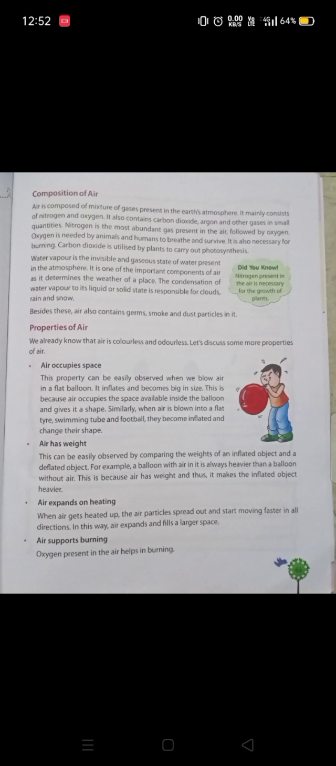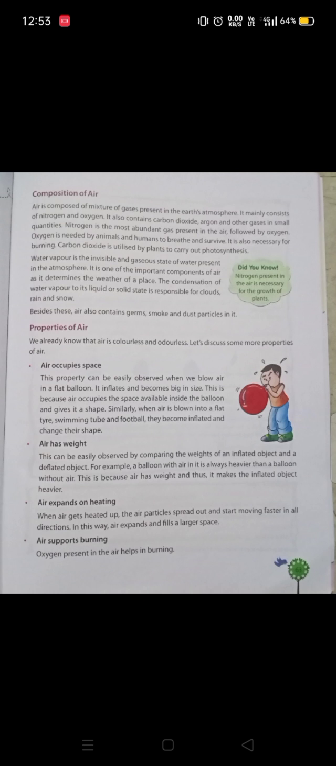Oxygen is needed by animals and humans to breathe and survive. See, we cannot live without oxygen. We need oxygen to survive. It is also necessary for burning. If you burn something, oxygen is required. Carbon dioxide is utilized by plants to carry out photosynthesis. We have already learnt what is photosynthesis in our previous lessons. Okay, so plants need carbon dioxide to prepare their food, and the process is known as photosynthesis.